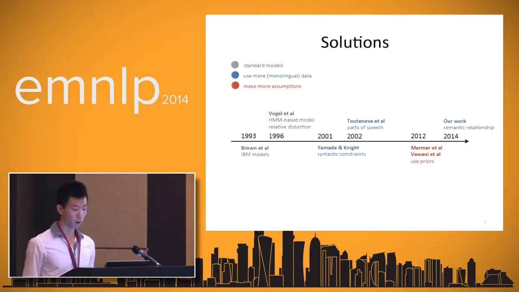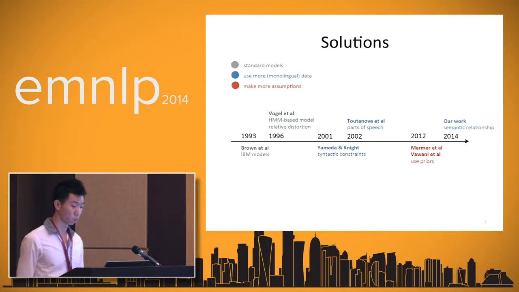This is already a well-studied problem. The most widely used methods include the IBM models and HMM-based models, which were proposed almost 20 years ago. Since then, there has been a lot of work that tries to improve word alignment. For example, Yamada and Knight applied syntactic constraints to the alignment model, and Ashish Vaswani applied an L0 prior to encourage sparsity in the lexical translation model. And of course, there are many more nice works besides those.